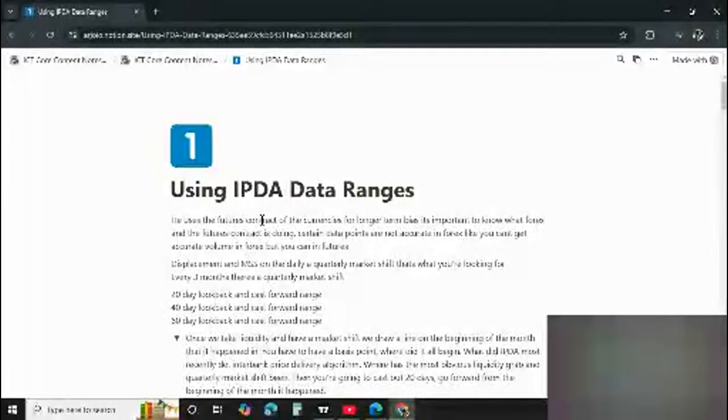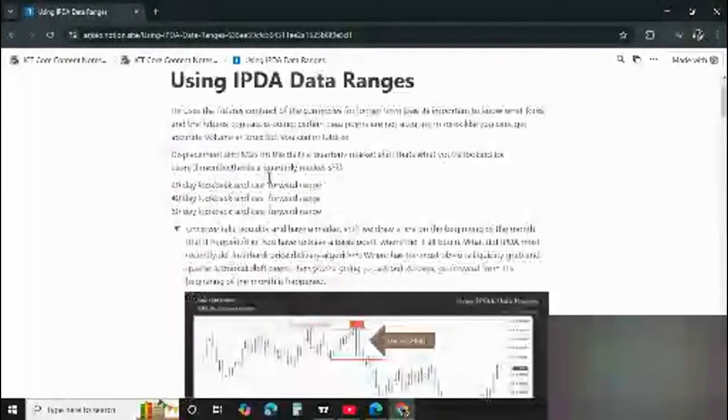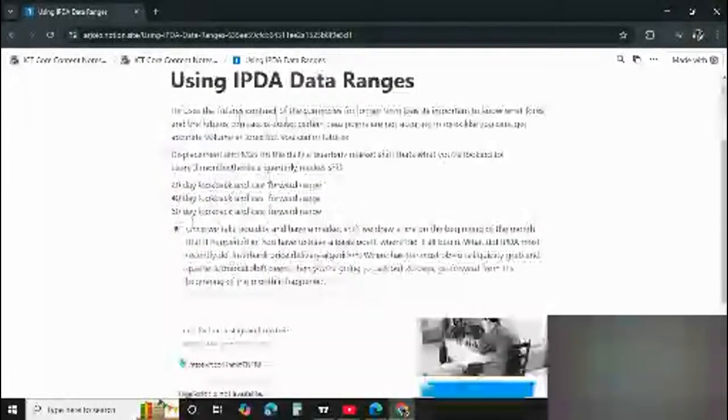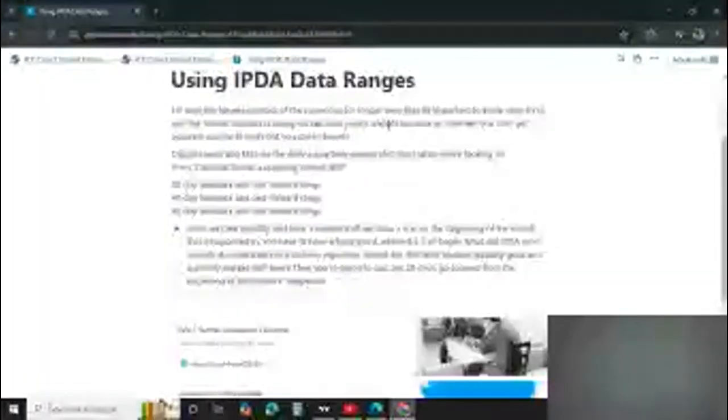Okay, so he uses the future contract for the currency longer term bias. It's important to know what the forex and the future contract is doing. Certain data points are not so accurate in the forex market.